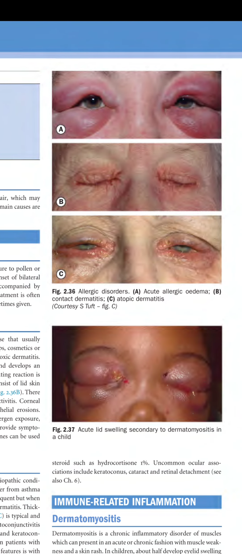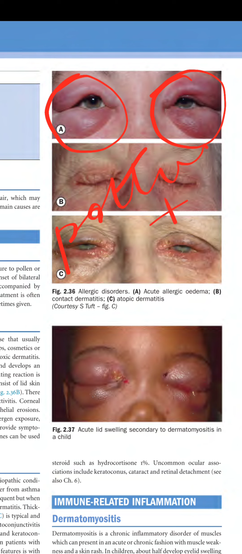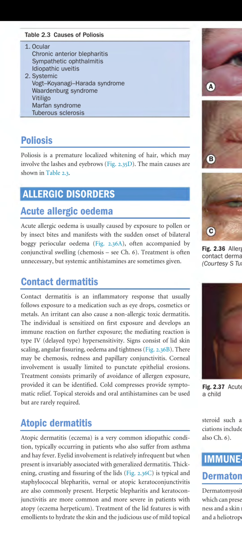So this is a case of an acute allergic edema. Basically it is due to pollen or some insect bite, and what you can get is a boggy edema around the eyelids, and there can be chemosis of the conjunctiva, and you can treat it with just a systemic antihistamine.